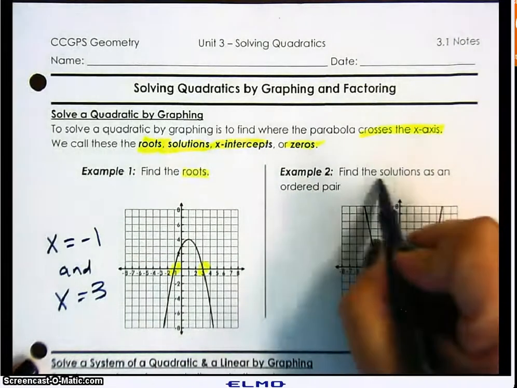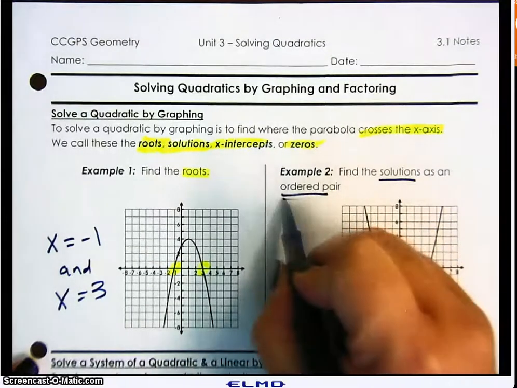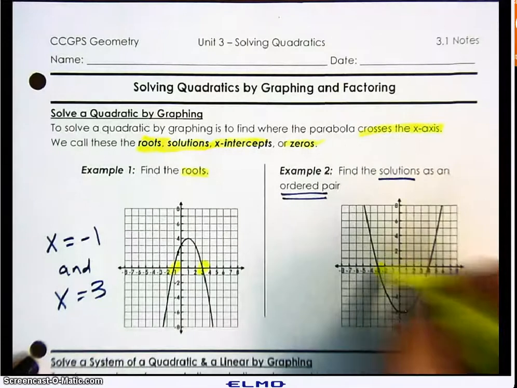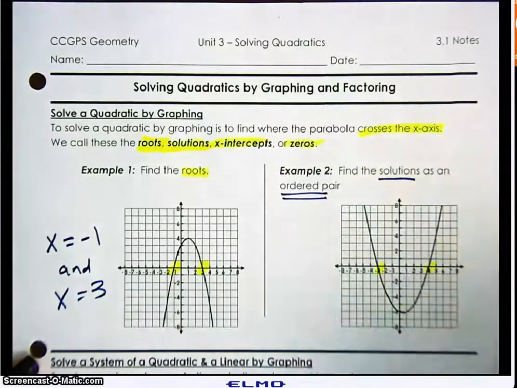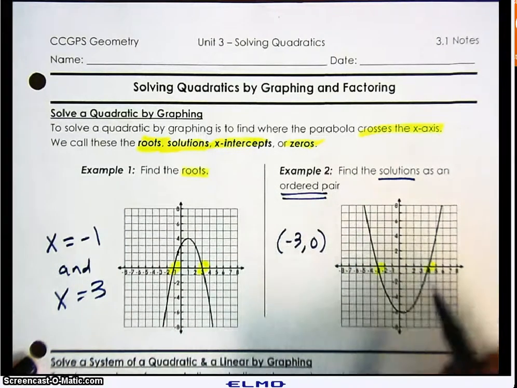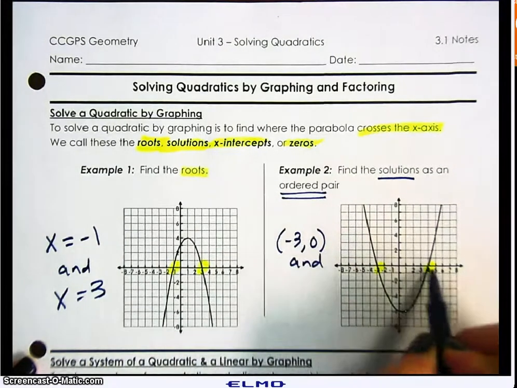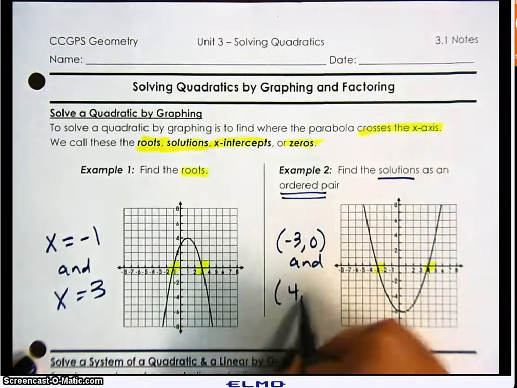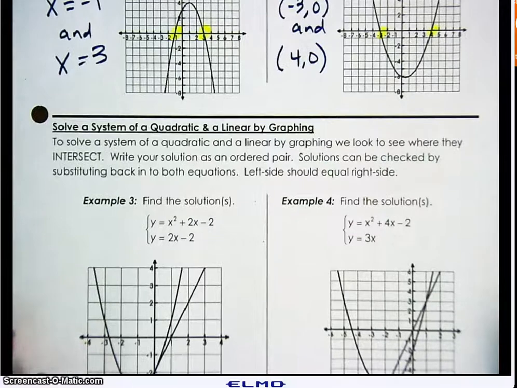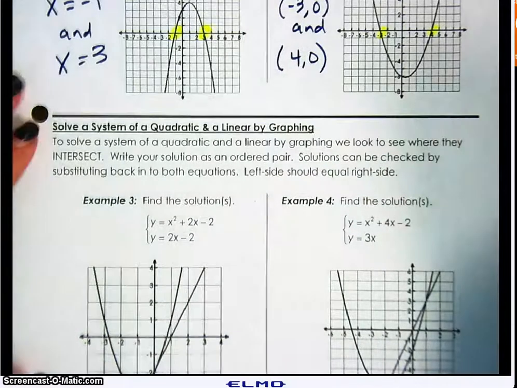Example 2, find the solutions as an ordered pair. So I'm looking for x comma y. So on this one I'm going to find where it crosses the x-axis, but this time write it as an ordered pair. So this one here is at -3, 0, and this one over here is at 4, 0. So just pay attention to the directions if they ask to solve for x or if they want it as an ordered pair. Next up is solving the system of a quadratic and a linear by graphing.